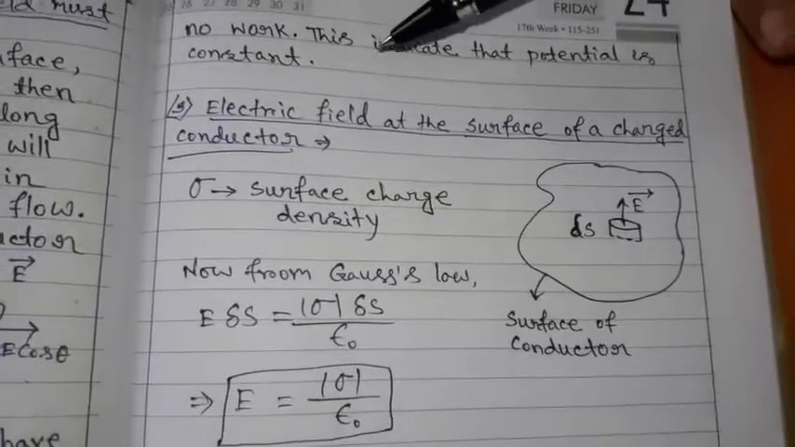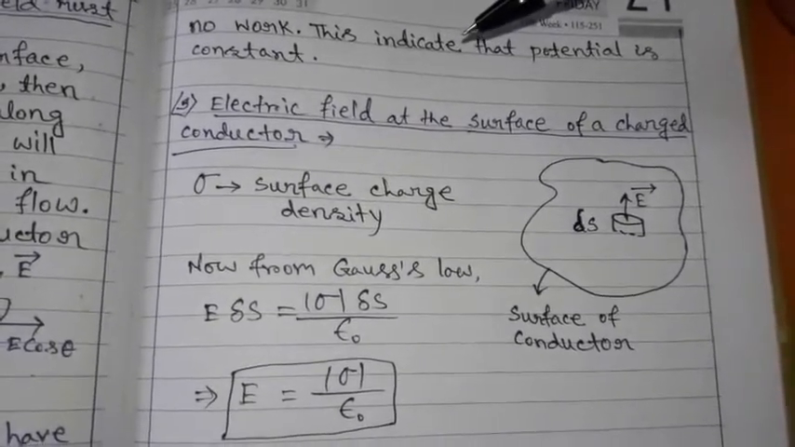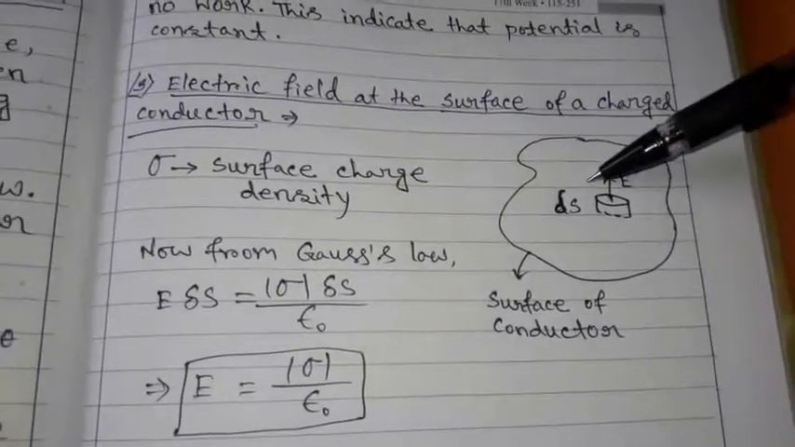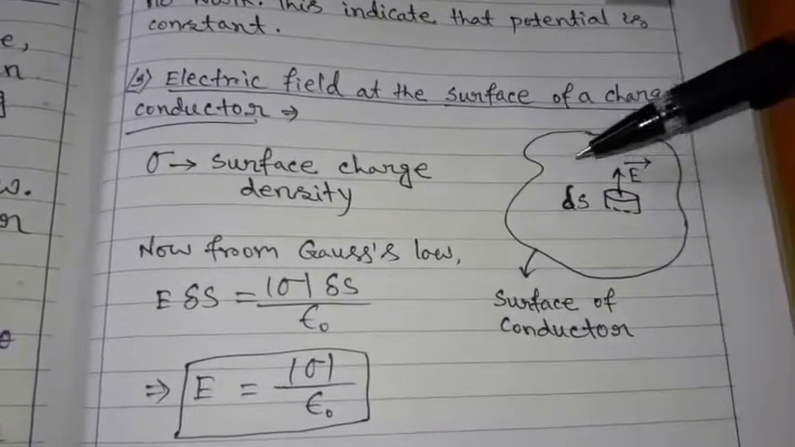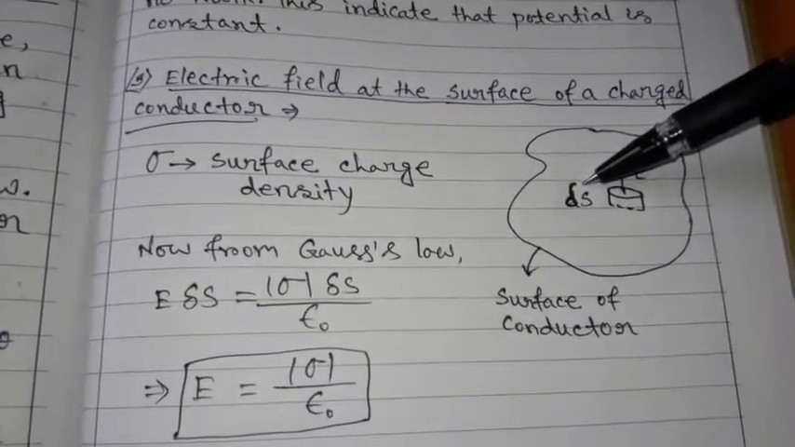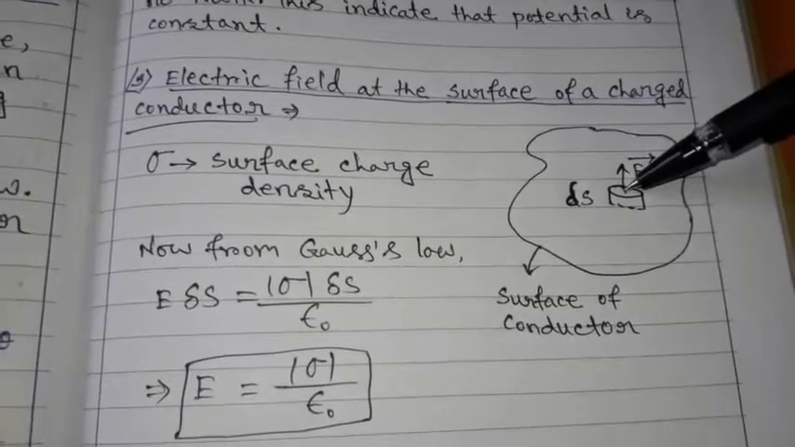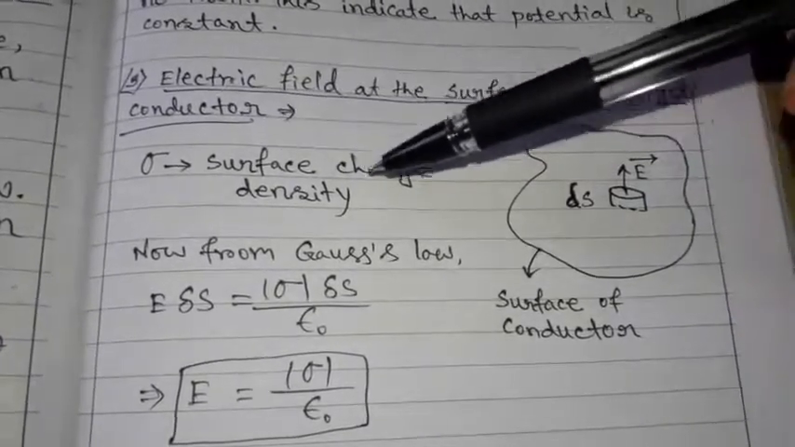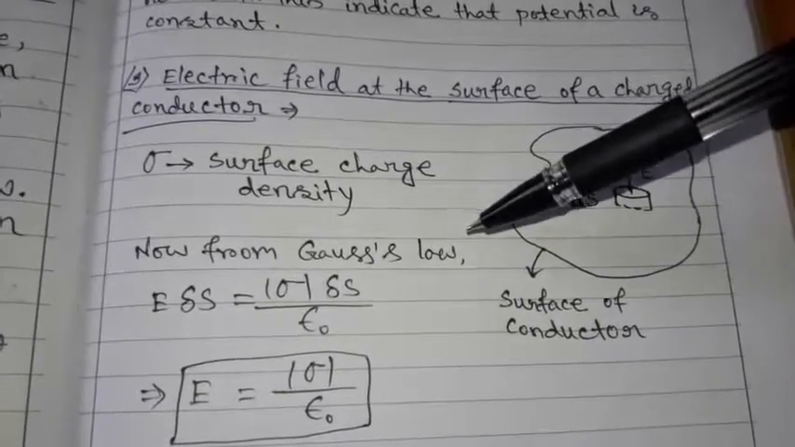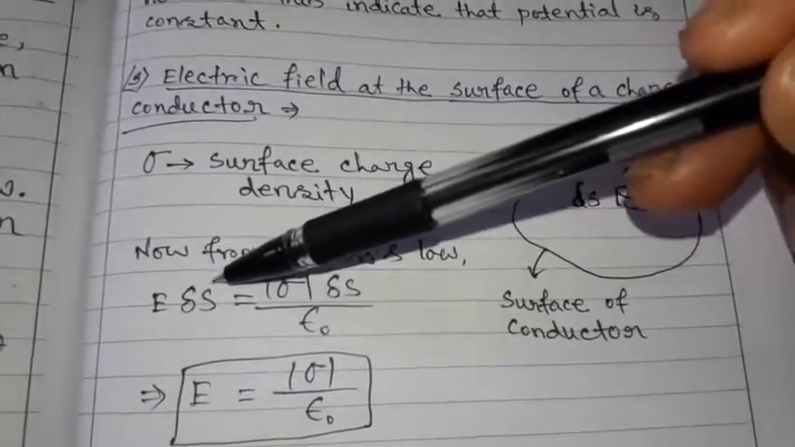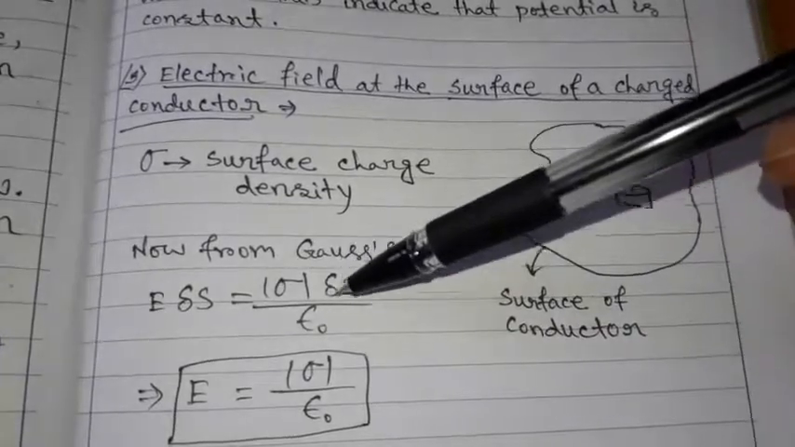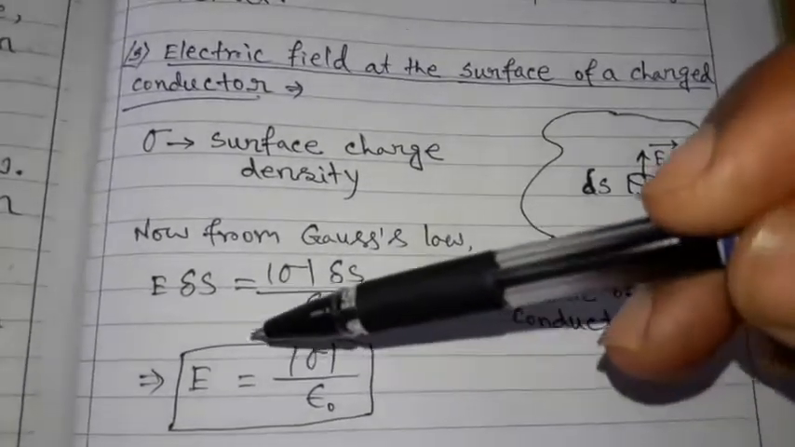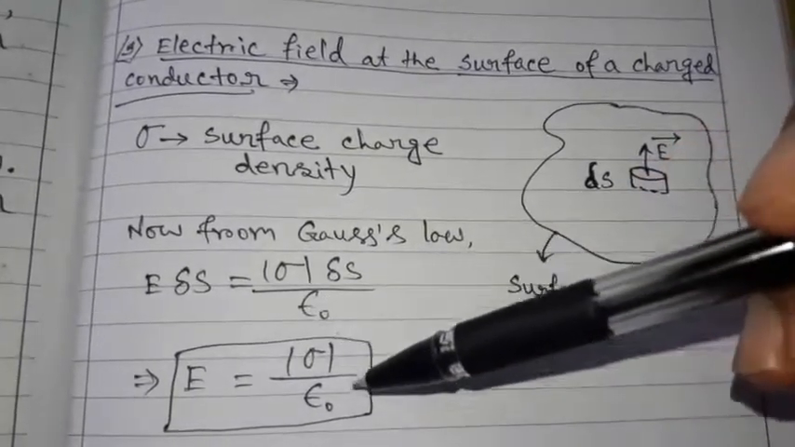Next topic, electric field at the surface of a charged conductor. We consider a surface of a conductor and on it we consider an elemental surface area delta S. The electric field is normal here. Let sigma be the surface charge density. Now from Gauss's law, E delta S equals sigma delta S by epsilon naught. So after calculation we have E equal to sigma by epsilon naught.